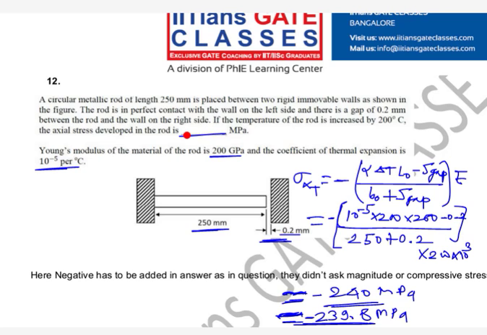In fill in the blanks, what will we write? In fill in the blank, you will write minus 239.8. Why minus sign? Because they didn't ask any particular compressive or tensile or magnitude. They asked it as just axial stress. In GATE exam, they are very particular about sign.